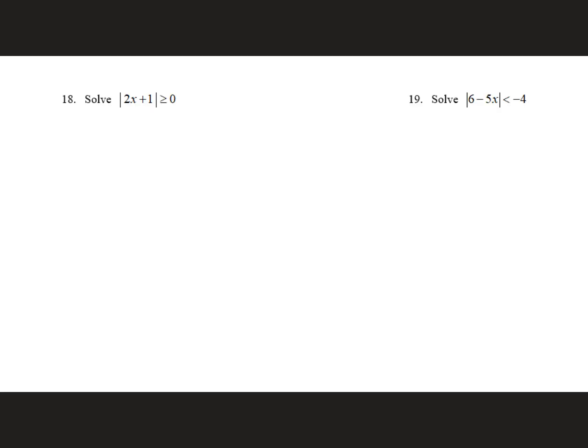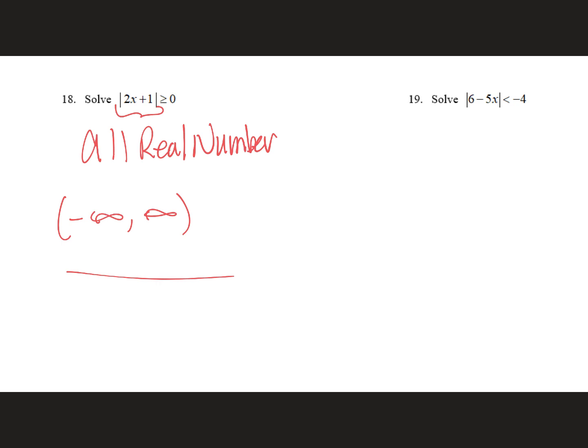Now, a couple of special cases to talk about real quick. The absolute value of 2x plus 1 is greater than or equal to 0. Well, let's remember what the definition of absolute value is. It is the distance from 0. And a distance is always going to be positive, which means a distance is always going to be greater than 0. So in this case, this is all real numbers because no matter what I put in for x, it's going to end up greater than 0 because I'm taking the absolute value of it. Okay, so you can say negative infinity to positive infinity. Graphically, what I would do is I would just draw a line over the whole number line.